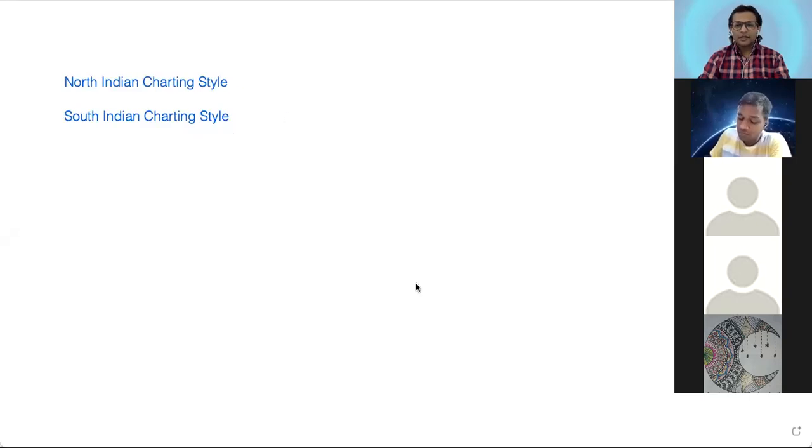So in North Indian charting style, what we do, we create a box, right? And then we join them with the diagonals, and then we join the center of the four sides of the entire square, so that we get 12 houses, right? So the basic difference between North Indian charting style and South Indian charting style is, in North Indian charting style, houses remain fixed.